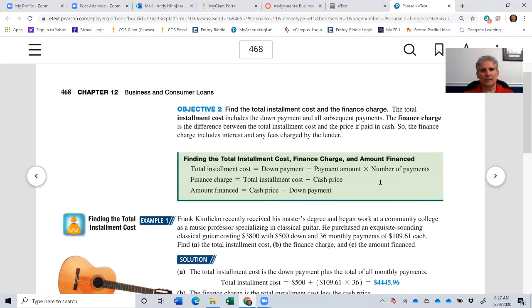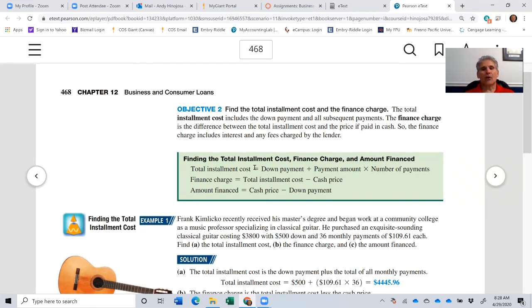Page 468 talks about installment loans and how to find the total installment cost, finance charge, and amount financed. So the total installment cost is going to be equal to the down payment plus the payment amount times the number of payments. When we talk about this total installment cost, this is what you're going to be paying the entire loan period from the beginning to the end, the entire cost of what you're buying.